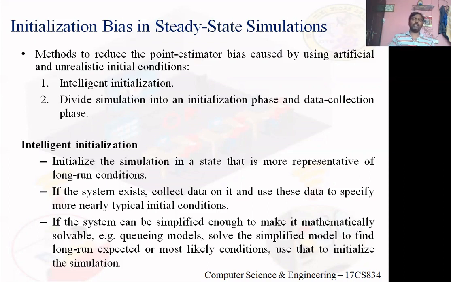In this slide, we are going to see how to reduce bias. I repeat, we are going to discuss how to minimize the bias. Bias usually occurs because of sample size. Clear? So to reduce bias, there are two methods. One is intelligent initialization. The other one is to divide the simulation into two parts: divide each run into an initialization phase and a data collection phase.